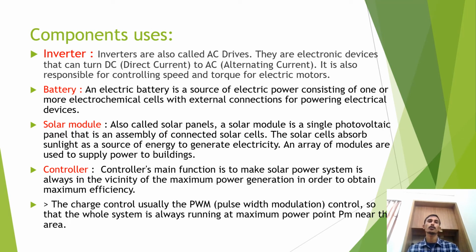Now we can see the components used in solar power plant. Inverter. Inverters are also called AC drives. They are electronic devices that can turn DC to AC. It is also responsible for controlling the speed and torque of electric motors. Battery. An electric battery is a source of electric power consisting of one or more electrochemical cells with external connections for powering electrical devices.